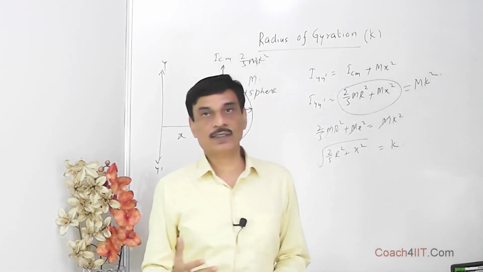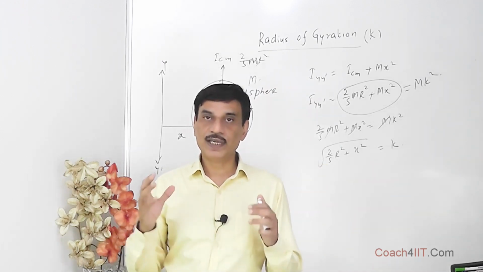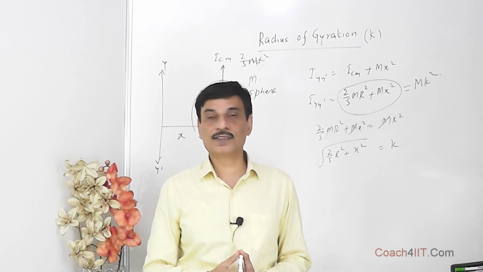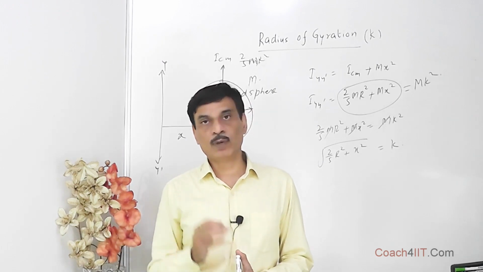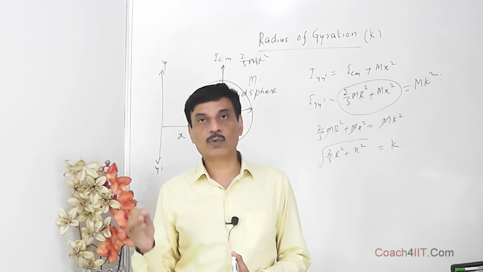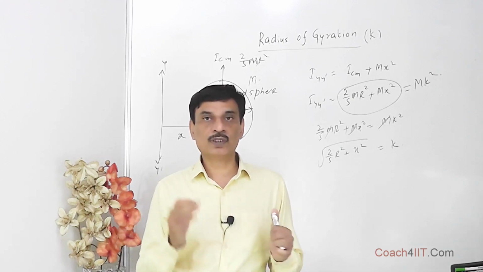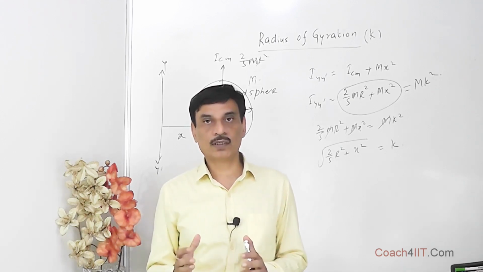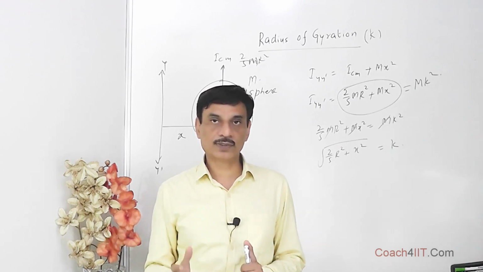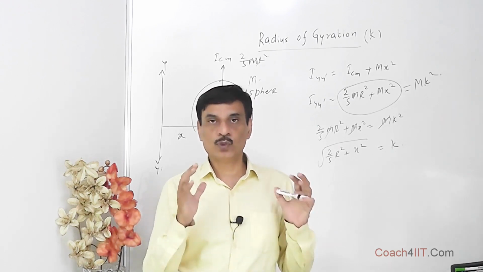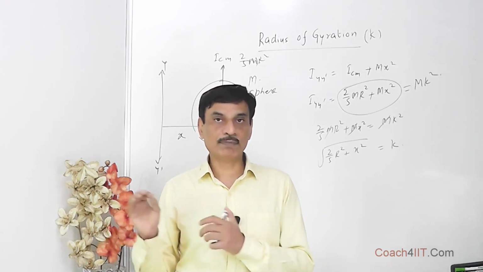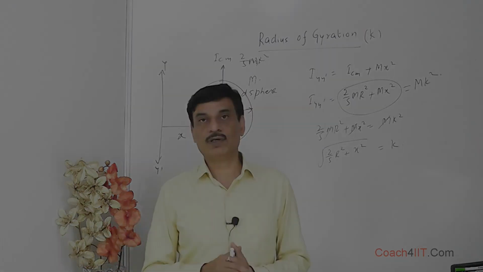Similarly, you can find the radius of gyration of any distribution of mass about any axis. First you find the moment of inertia about the required axis, then you put that moment of inertia, which you have got using the parallel axis theorem, perpendicular axis theorem, or through integration, etc. You directly put that moment of inertia equal to mk square, and this k stands for the radius of gyration.